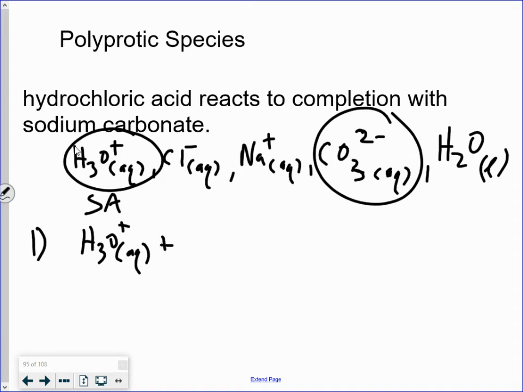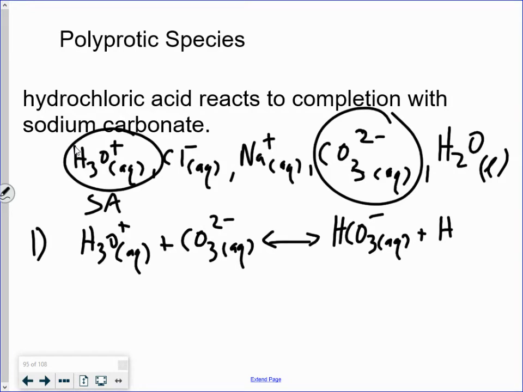Hydronium plus the carbonate ion. Acids give away a hydrogen. Okay, we get HCO3- and water. Now, if we check our table, this is products favored. The acid is above the base.